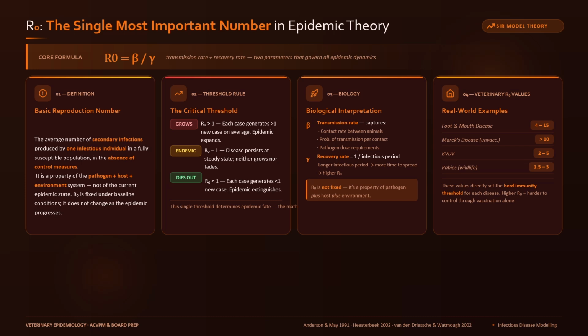The threshold rule is what makes it so powerful. If R0 is greater than 1, each case generates more than one new case, and the epidemic grows. If it equals 1, the disease holds steady as endemic. And if it's below 1, the outbreak fades. Biologically, it bundles together contact rate, transmission probability, and infectious period. And the veterinary values are striking. Foot and mouth sits around 4 to 15, BVDV 2 to 5, and Marek's disease above 10.